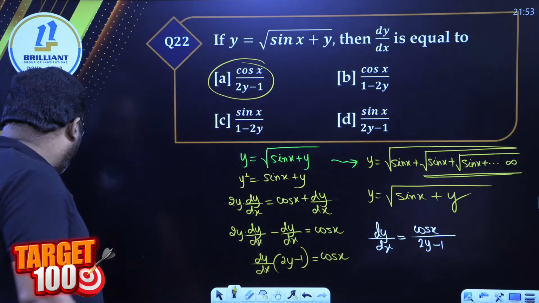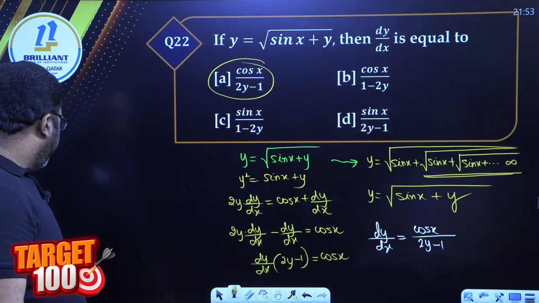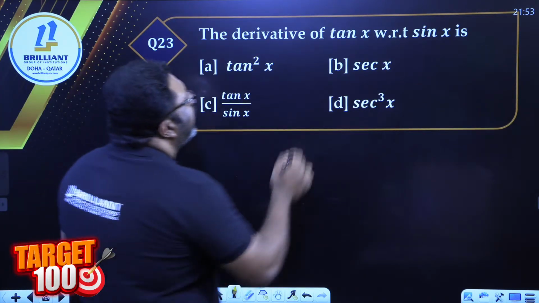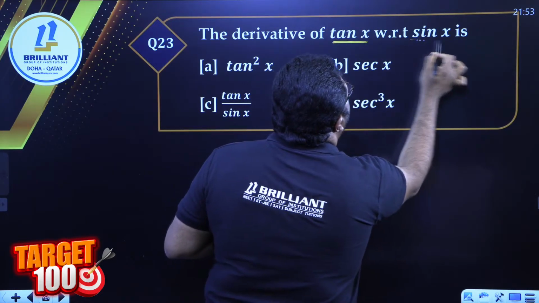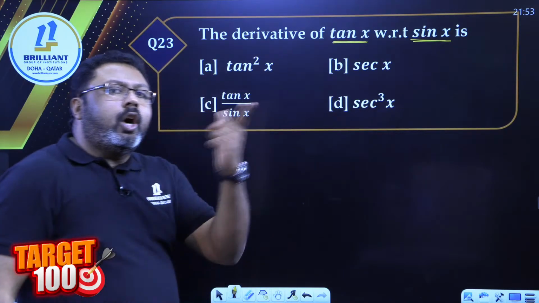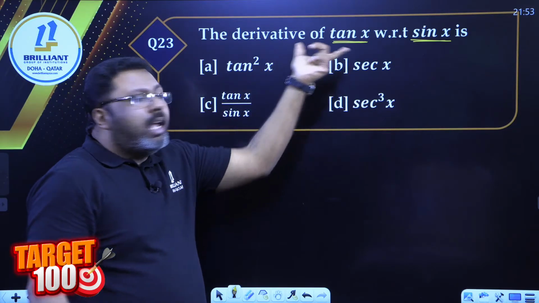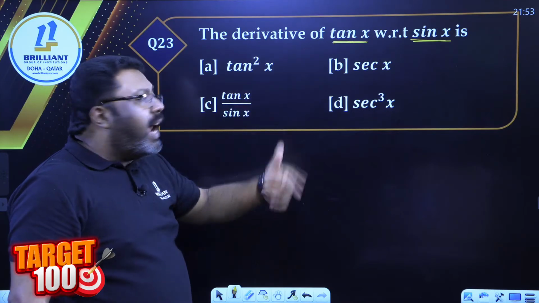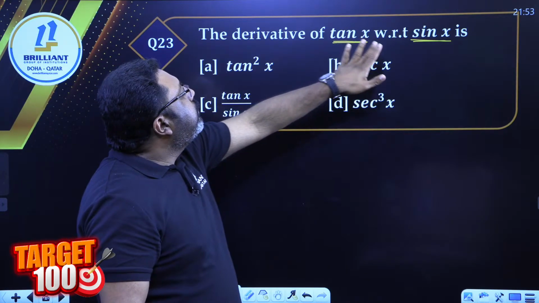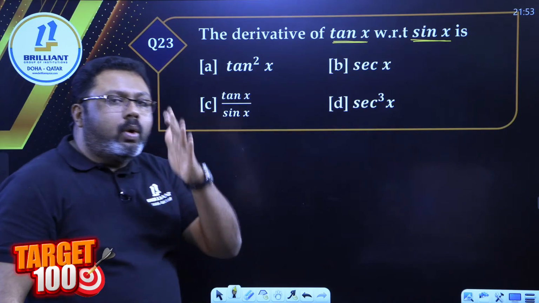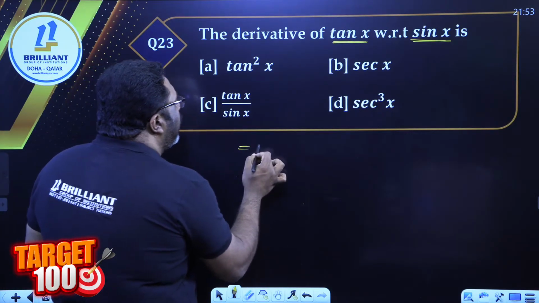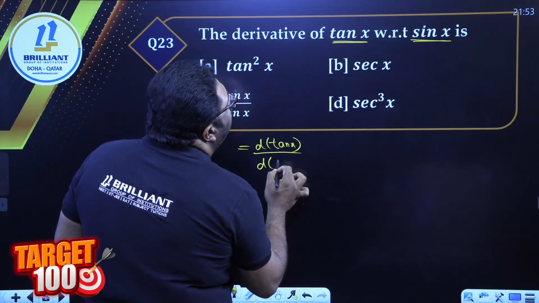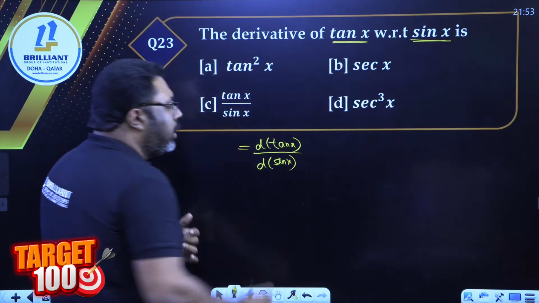Okay, good. Moving forward. Question number 23. What is the derivative of tan x with respect to sin x? It's a very common question. This is a simple question. I'm not expecting this, but I have another question coming up later, just to explain that, I'm giving you this question. Tan x with respect to sin x. Don't waste your time too much. It's simply the derivative of tan x divided by the derivative of sin x. Don't waste your time. Okay?